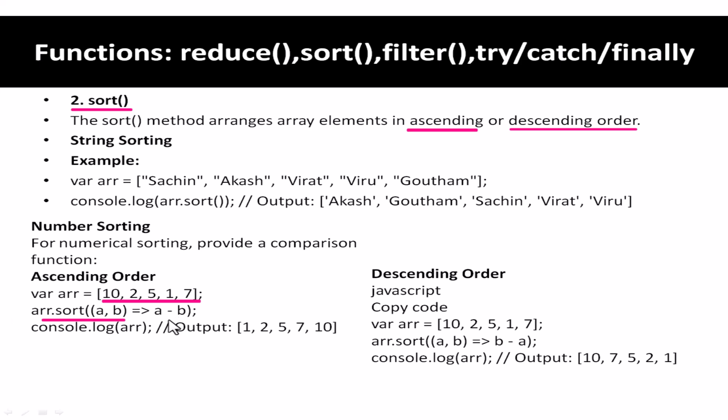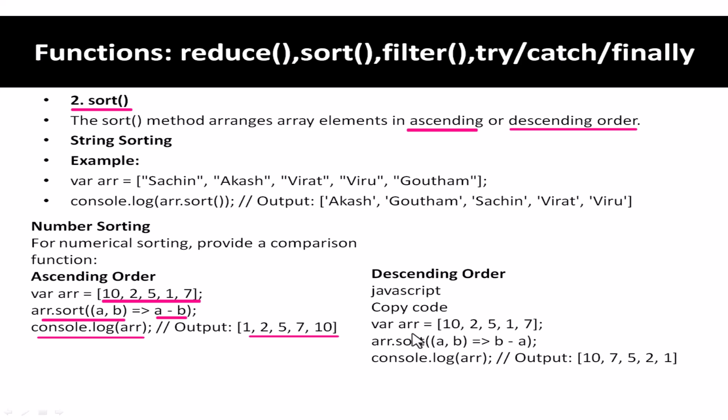Which implies a minus b. It means we are going to arrange the particular array in ascending order. It is going to print each and every value: 1, 2, 5, 7, 10.